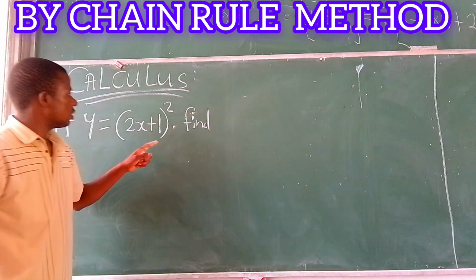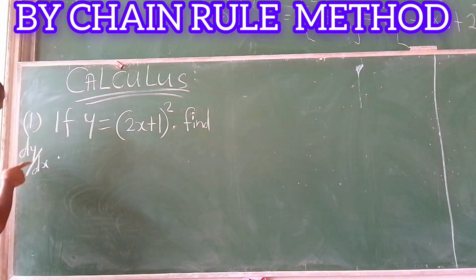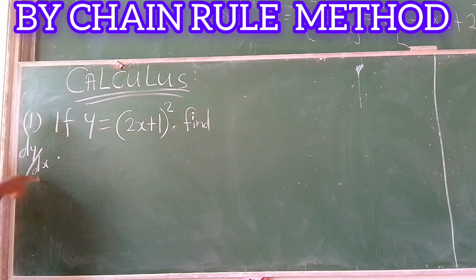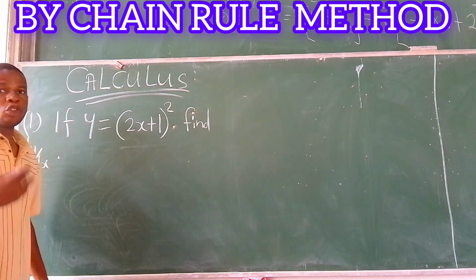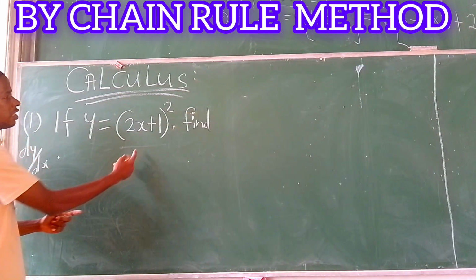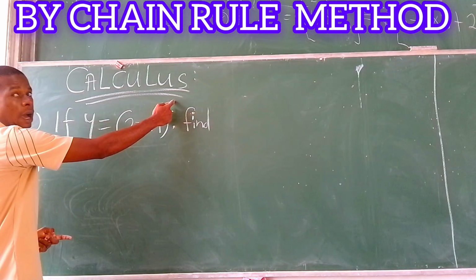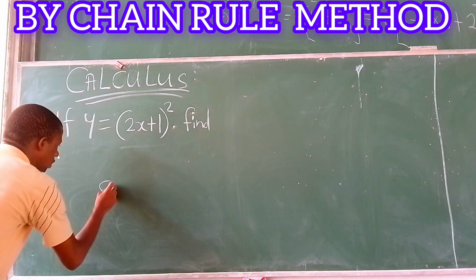This question is from differentiation, because we are looking for dy over dx, that is the derivative of the function. We use the chain rule to solve this kind of question. When we look at a function that is raised to another power, we apply what is called the chain rule. So let's look at how to solve this.